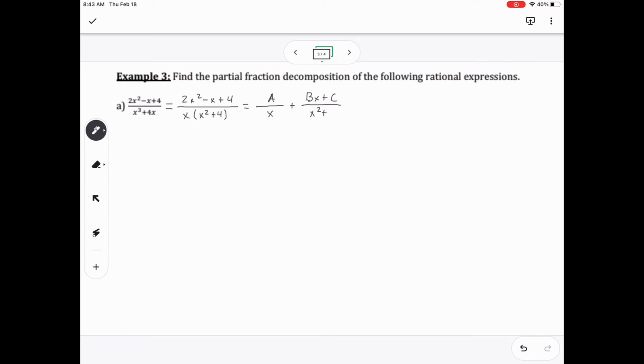So I will have two variables that I don't know in the numerator, Bx plus C, because it always has to be one less. That's why it's just a number on top of a linear factor like x. So it's the same kind of principle. But then from there, the process is exactly the same.